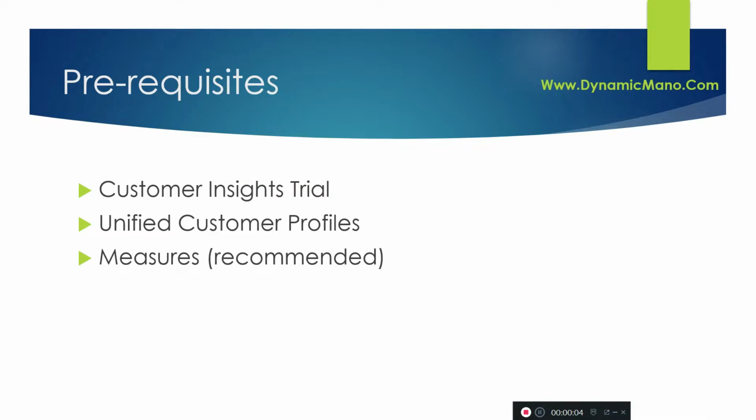But before that, we will take a look at the prerequisites. You need to have a Customer Insights trial instance set up with the unified customer profiles. For the unified customer profiles, I have already done a detailed blog, part 1 in this series. You can go through it on my blog here, dynamicmano.com. Once the unified profiles are in place, you could just add some measures. This is just a recommended step, because if you have measures, you can use them quickly in your segments.